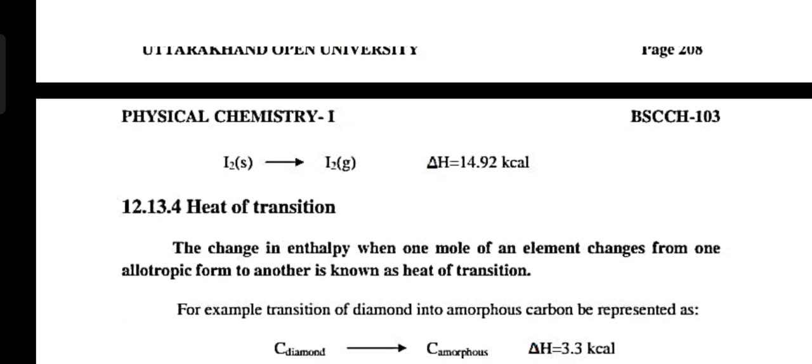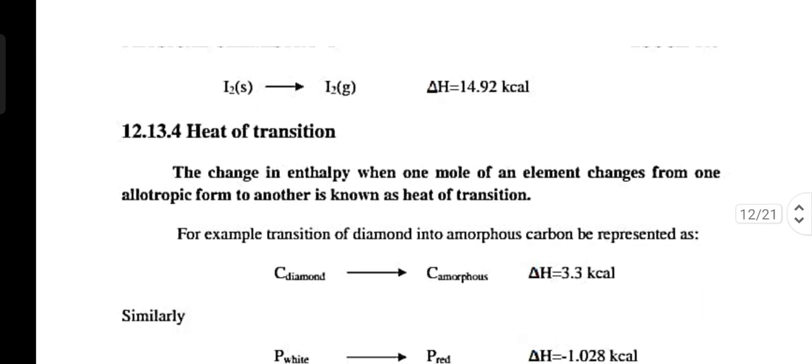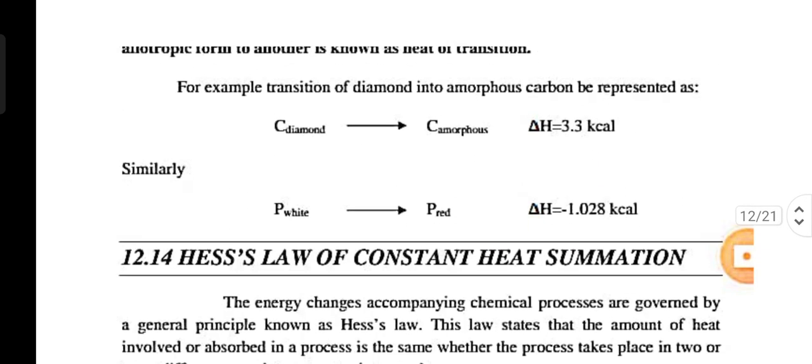Heat of transition: the change in enthalpy when one mole of an element changes from one allotropic form to another is called heat of transition. For example, transition of diamond into amorphous carbon is represented as carbon diamond changes into carbon amorphous, and the enthalpy change is minus 3.3 kilocalories. Similarly, phosphorus white changes into phosphorus red, and the enthalpy change is 1.028 kilocalorie.